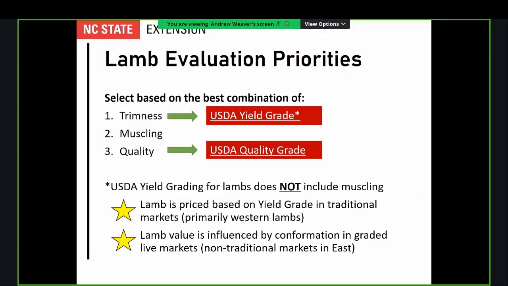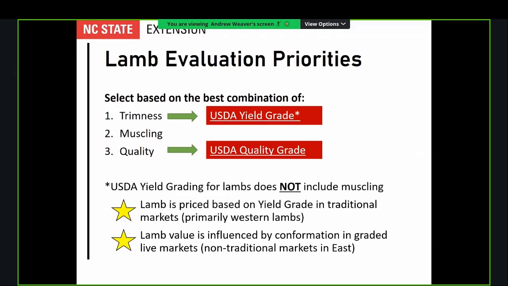And so we see in most of these non-traditional markets, lambs are going through, maybe graded live sales, where lambs are graded, assigned a quality grade based on visual appraisal. And that visual appraisal is oriented towards evaluating thickness, shapeliness, and muscling attributes. But it's all visual, right? We're not actually collecting any carcass measurements when we're doing that. So they're sold on a live basis. They're graded live.